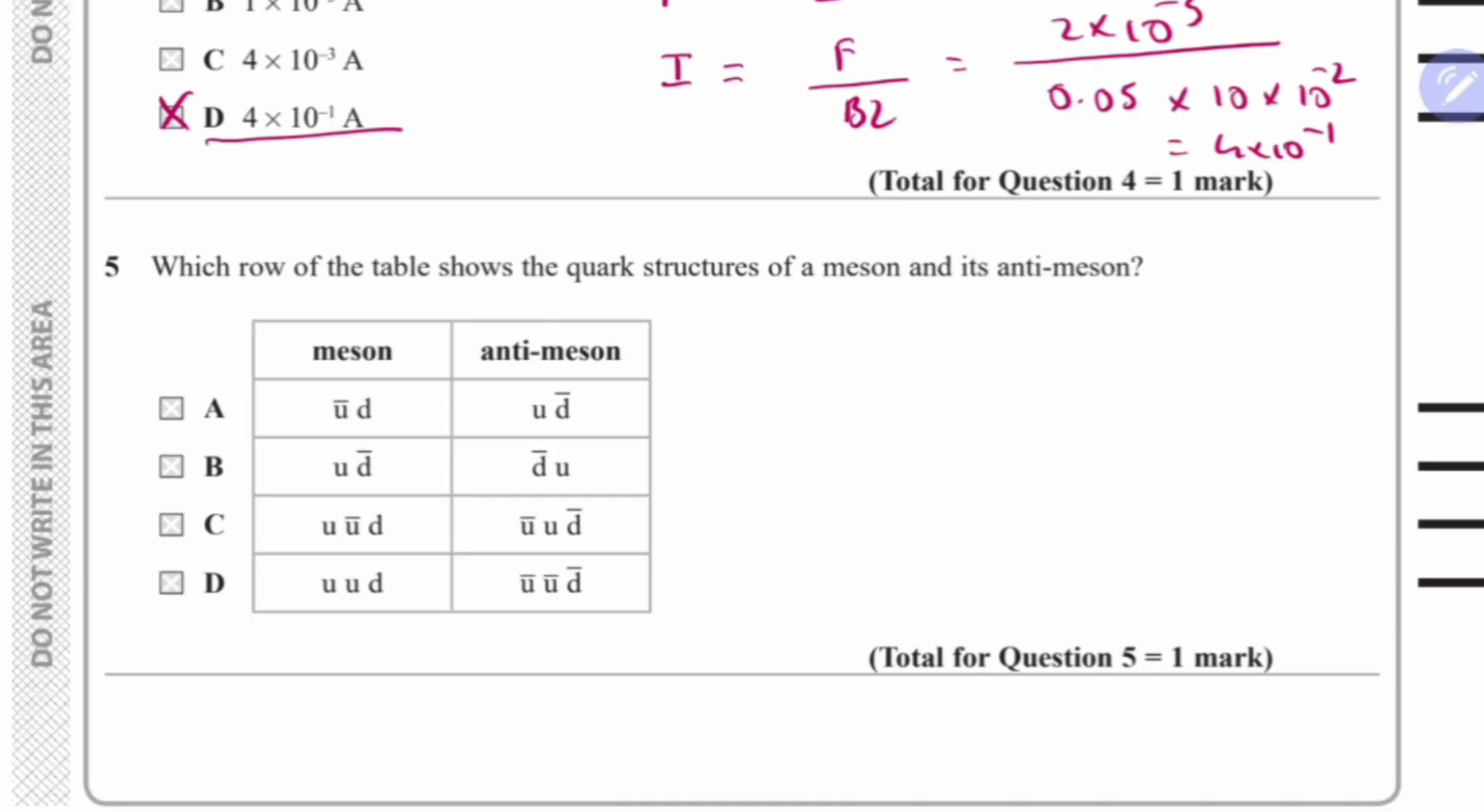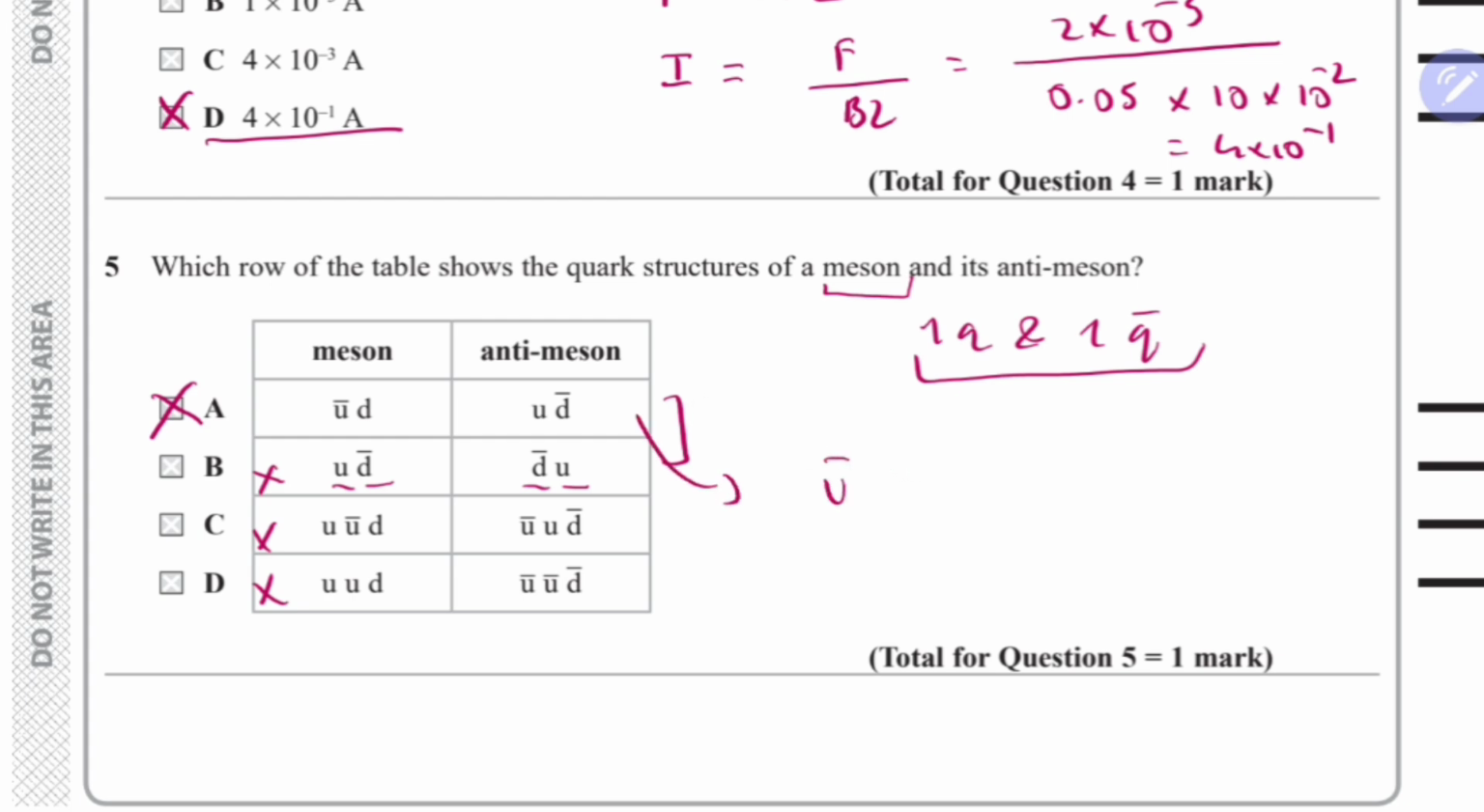Number 5. Which row of the table shows the quark structures of a meson and its anti-meson? First of all, a meson contains one quark and one anti-quark, so it's two of them. So options C and D are totally out of it. We're going to focus on A and B. Let's see number B. It has up and anti-down, and up. They both are the same, so we can't take number B. So obviously the answer is number A. Why is it A?